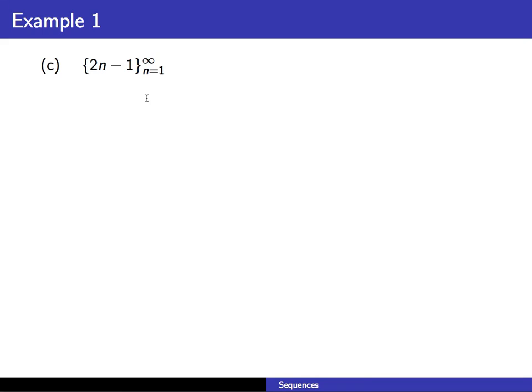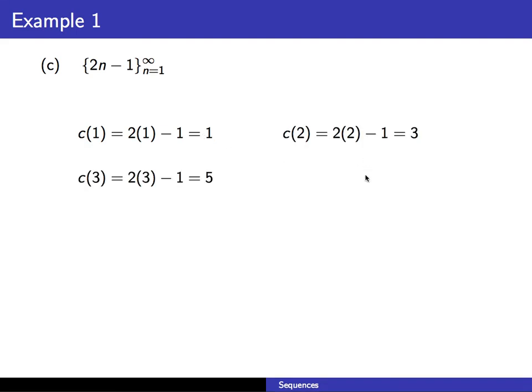All right, part C, we have 2n minus 1, where we're going to start with n equals 1, and even though we could go forever, we're only going to list out the first 4 terms. So when n equals 1, here I just labeled it c of n since this is example 1c. 2 times 1 minus 1 is 1. When n equals 2, 2 times 2 minus 1 is 3. When n equals 3, 2 times 3 minus 1 is 5. And when n equals 4, 2 times 4 minus 1 is 7. So we get 1, 3, 5, and 7.